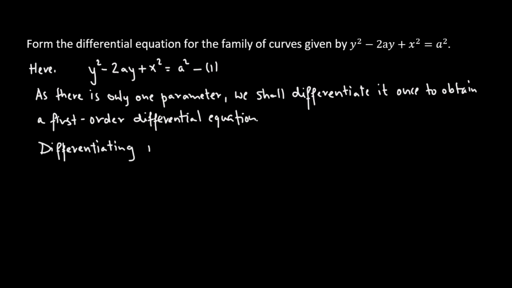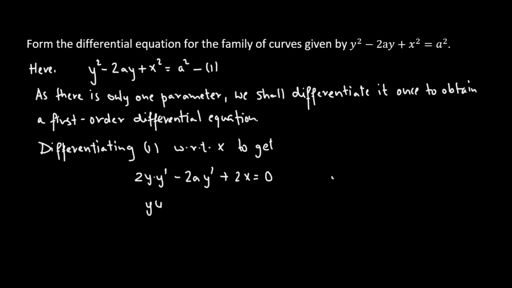Differentiating 1 with respect to x to get 2 times y times y prime minus 2a times y prime plus 2x equals 0. Factoring out the 2 from both sides, we have y times y prime minus a y prime plus x equals 0. Solving for a, we have (x plus y times y prime) all divided by y prime. Let this be equation number 2.